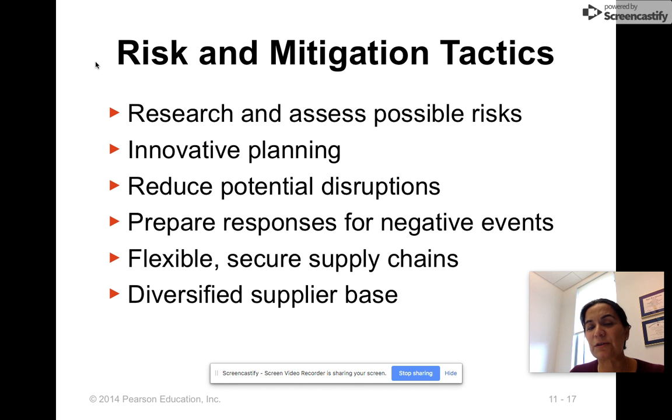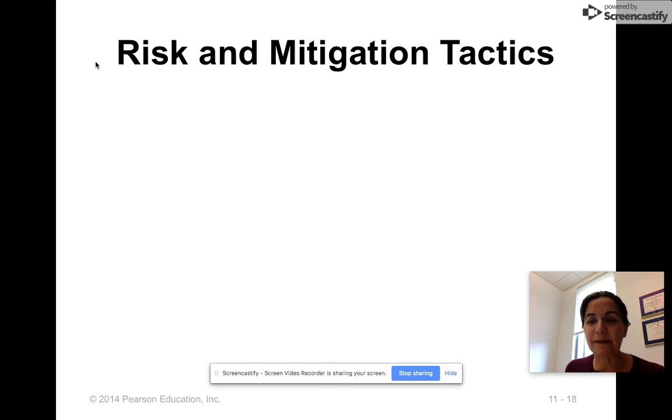So, what are some of the strategies for risk and mitigation tactics? The first part is just to research your risk, just know what you're vulnerable to, and plan for it. Try to look for your potential disruptions and prepare responses, in case we have an earthquake tomorrow, how are we going to deal with the earthquake? And also have very flexible and diverse supply chains. So let's look at these tactics in detail.